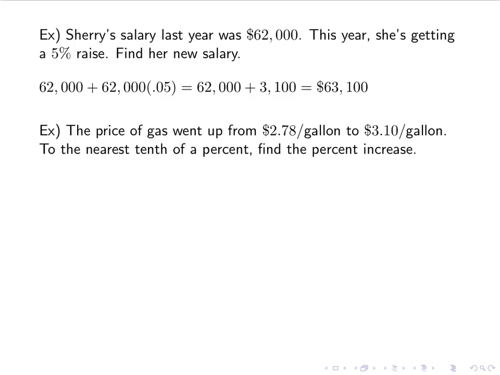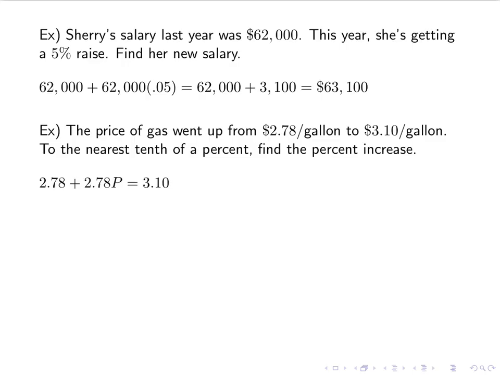The price of gas went up from $2.78 per gallon to $3.10 per gallon. To the nearest tenth of a percent, find the percent increase. So we're looking for p. 2.78 was the price before it went up, so that's b. 3.10 is the price after it went up, so that's a. So that gives us this equation.